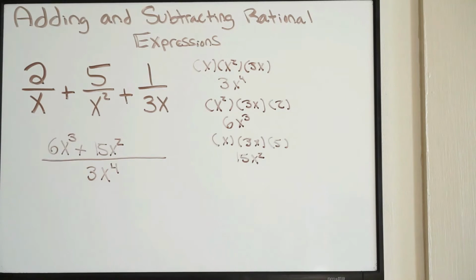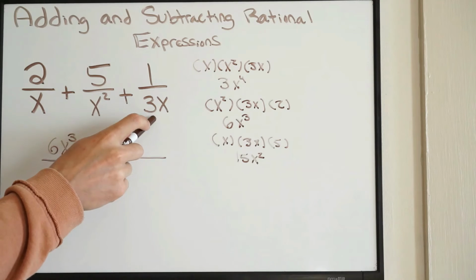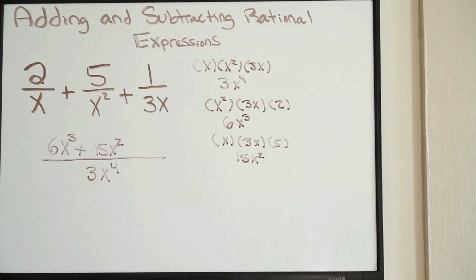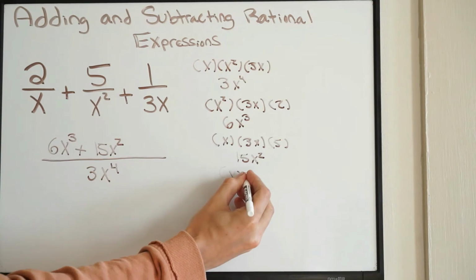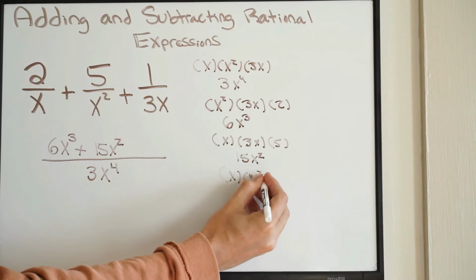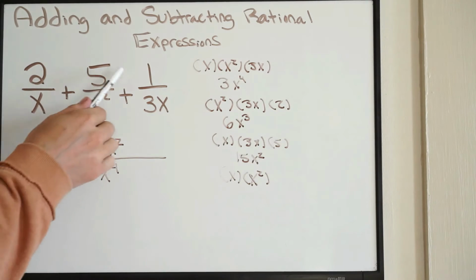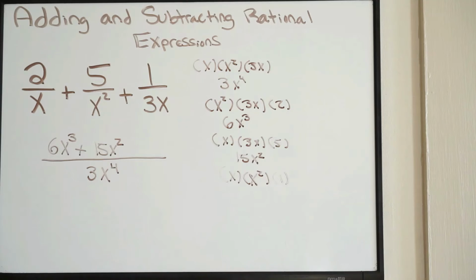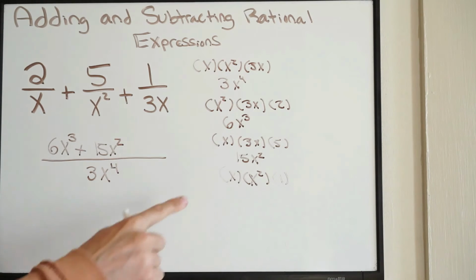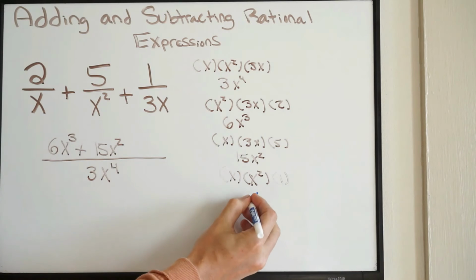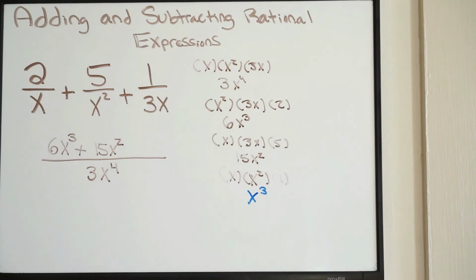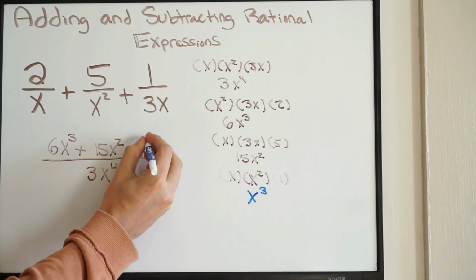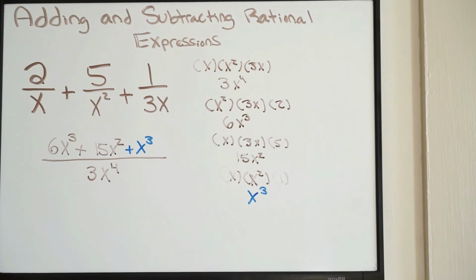Right. Okay, on the last one, again, what did we multiply this by in order to get 3x to the fourth? Well, we multiplied by x and x squared. So again, writing this out, we have x and x squared. Okay, and then we just multiply our numerator, which is 1. Let's go ahead and just use a different marker since this one is running out on me. When we multiply this out, we're just going to get x cubed, right? So we're going to get plus x cubed.